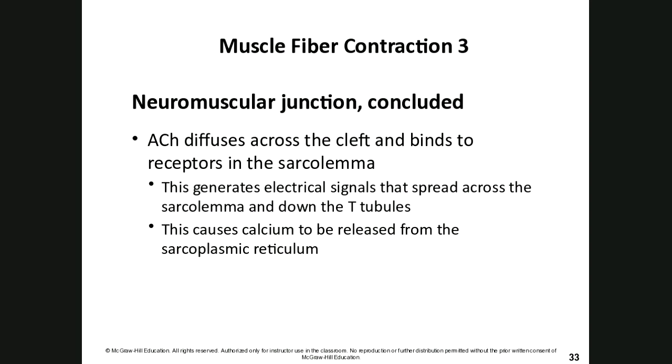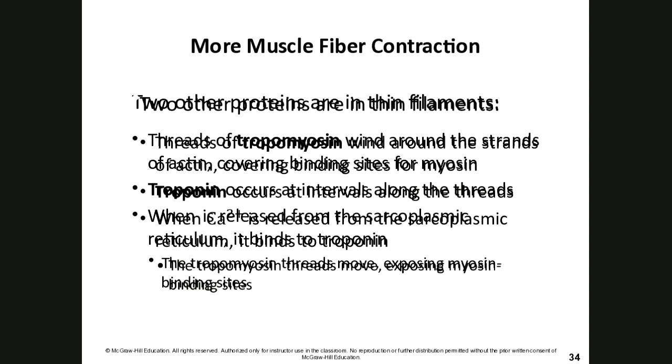So acetylcholine diffuses across the cleft, binds to the receptors on the sarcolemma, which is just a fancy name for the plasma membrane on the muscle cell. This generates an electrical signal that's spread throughout the sarcolemma. How that's done is because sodium ions come into the muscle cell, and it allows it to get excited, I should say. That's the electrical signal. And then calcium that's stored in the sarcoplasmic reticulum can be released. So calcium is important, and I apologize for the way that this slide looks. Oh, this is a pretty important slide. When calcium is released, it binds to troponin.